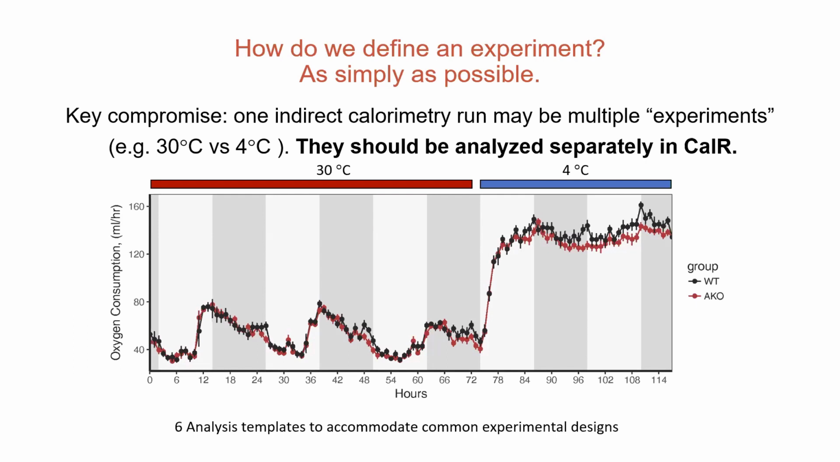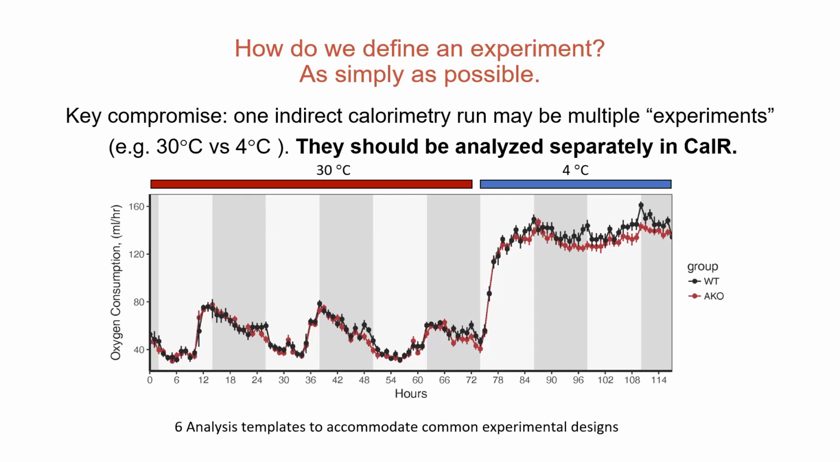You can do that, and surprise, mice at 30 degrees and mice at 4 degrees are significantly different. But that's not what CalR does. CalR will say, this is one experiment, and we're going to analyze whether you have a significant group effect here. And CalR will treat this as a separate independent experiment. And it's done for simplicity because there are too many possible combinations of experiments that you can run for us to have templates to be able to do everything.